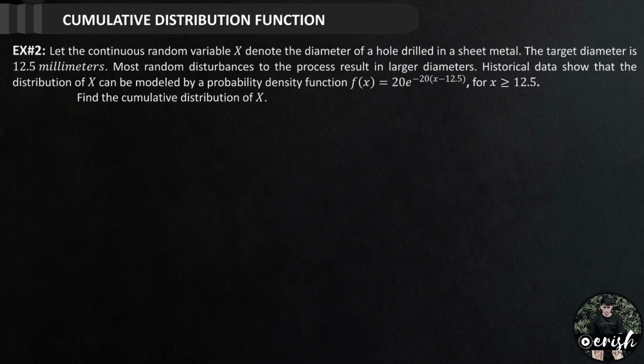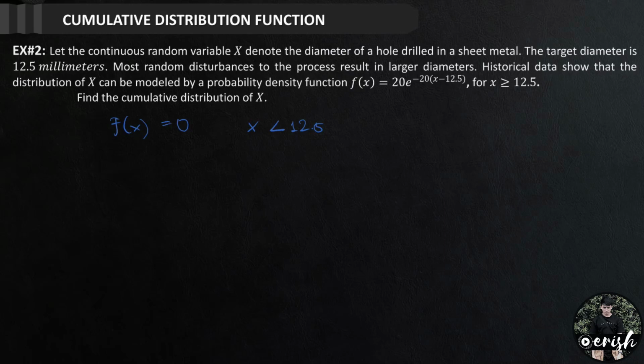For this example problem, yung f of x natin consists of two expressions. Say, starting with f of x equals 0. So this is for x less than 12.5. So yung random variable x kasi natin is umiikot lang dun sa target diameter natin at 12.5 millimeters. That's why we have only two expressions.